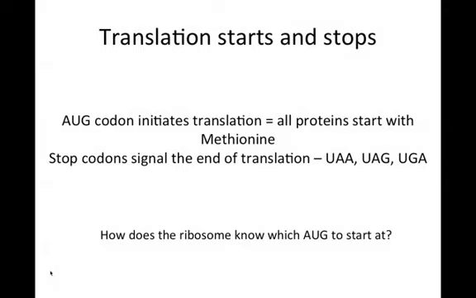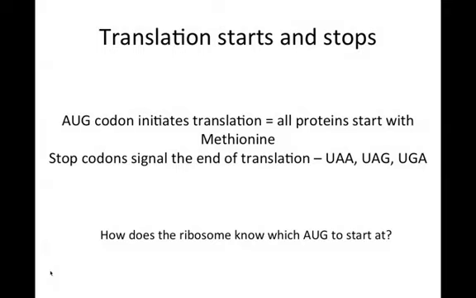Right? So what codon starts translation? AG or ATG? Right, so all proteins start with methionine, right? And then there are stop codons that signal the end, and there's more than one stop codon.